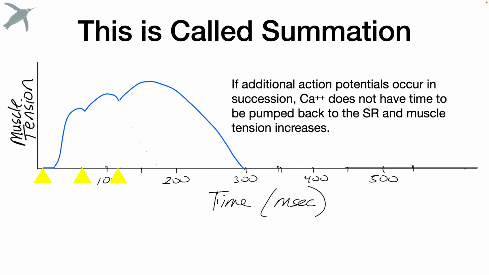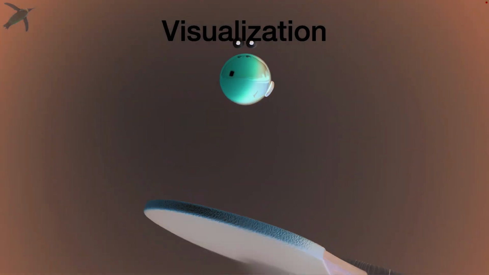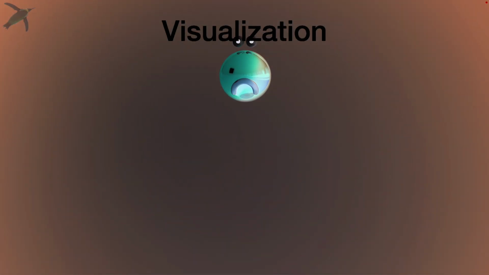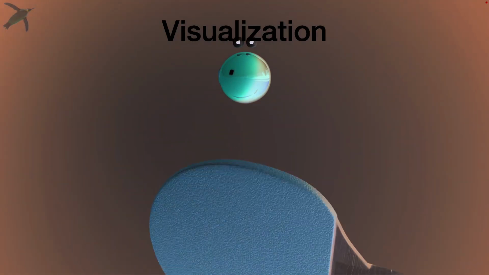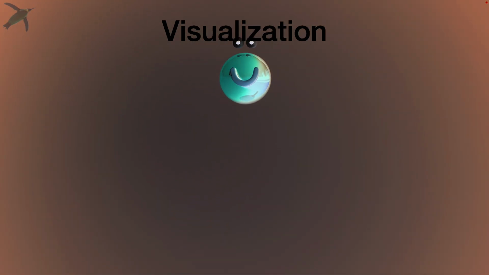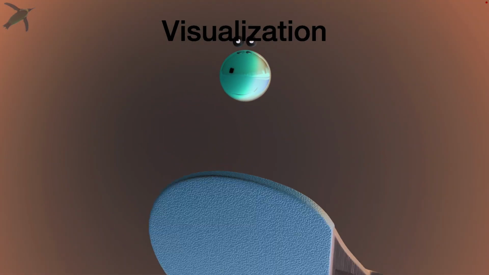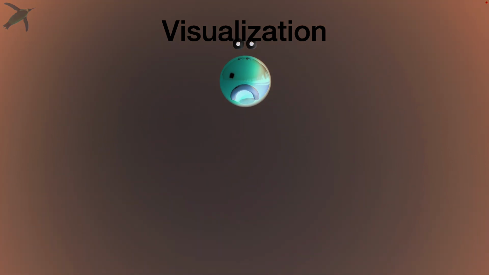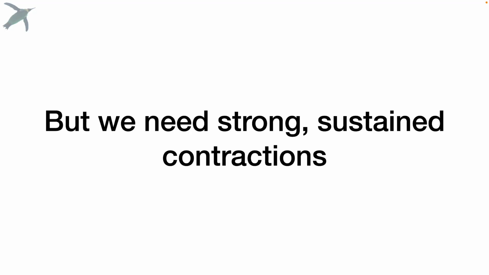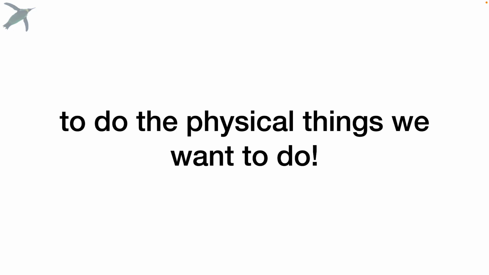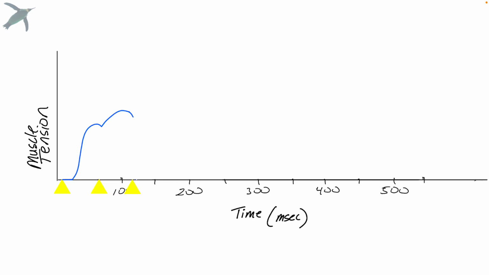It's like an interruption. So here's a visualization for you. If you want to keep this ping pong ball up in the air, so if you visualize the level that the ping pong ball can hold, what do you have to do, right? You have to keep applying that energy, pushing up from the paddle. So we're getting close, but we need a strong, sustained contraction to do all of the physical things that we want to do. So what if we took this to the final step?